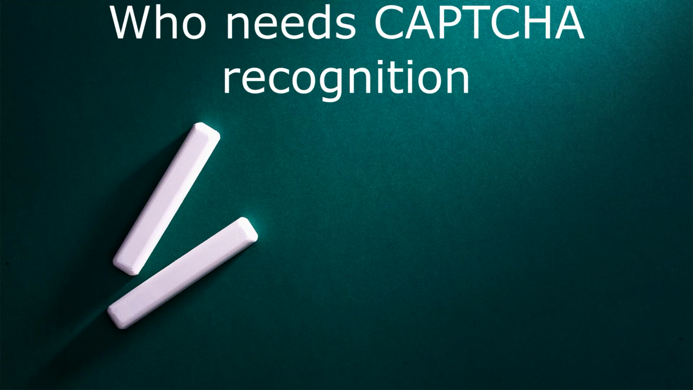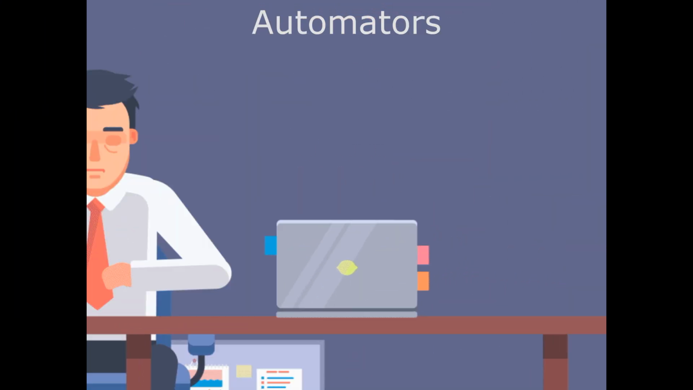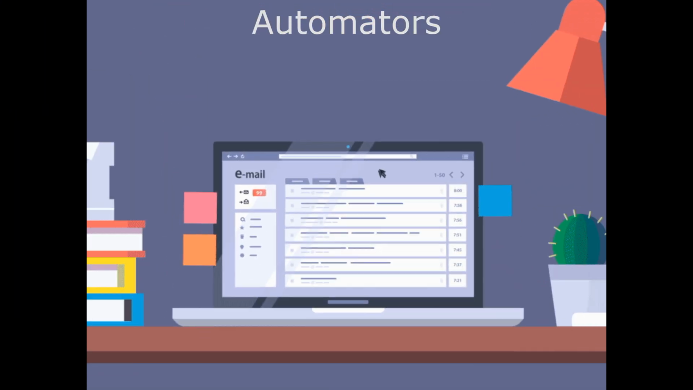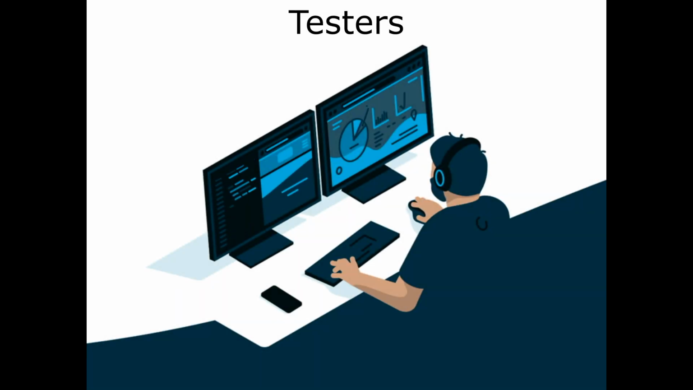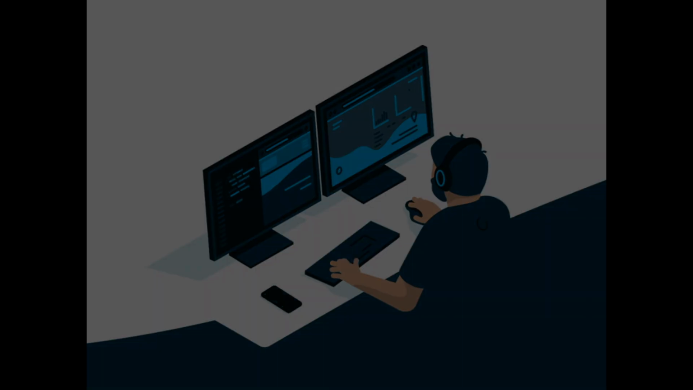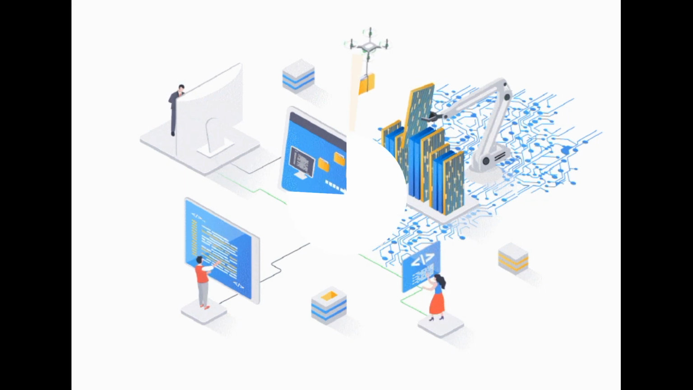Now, let's figure out who needs CAPTCHA recognition and who these people are. Automators, in the process of simplifying routine tasks and increasing efficiency, encounter CAPTCHAs and strive to bypass them. Testers, in order to ensure the security and stability of web resources, check how CAPTCHAs work. They create artificial load and automatically bypass CAPTCHAs. Developers, when gathering information from specified resources, face protection mechanisms and use third-party services to bypass them.